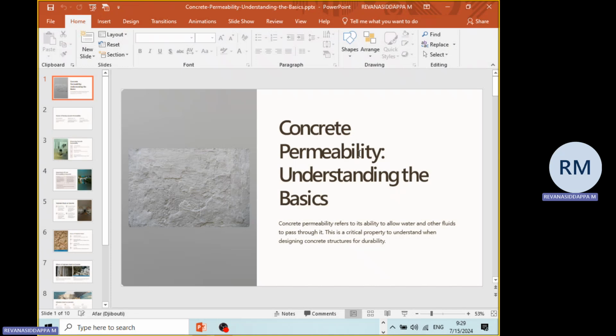So let us discuss concrete permeability. What does concrete permeability mean? It is the ability to allow water in the concrete and other fluids to pass through it. And this is a critical property to understand when designing concrete structures for durability.